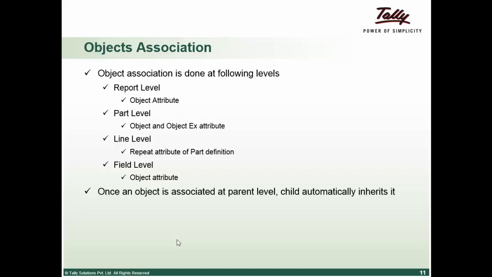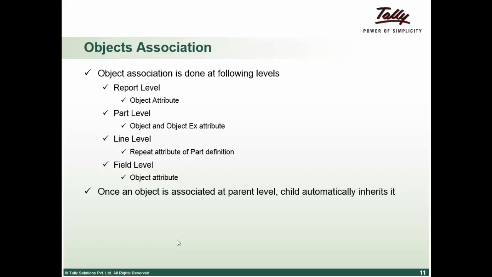The report level object association. A report is normally associated with a data object which it gets from the previous report, and if it is not there, it will be associated with an anomalous object. The report attribute object can take an object type and object identifier formula. We would be doing all this very shortly.